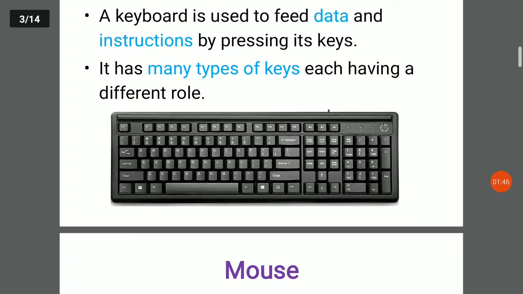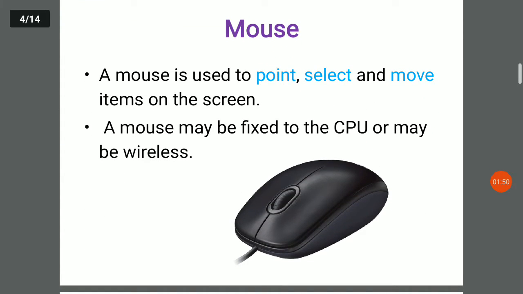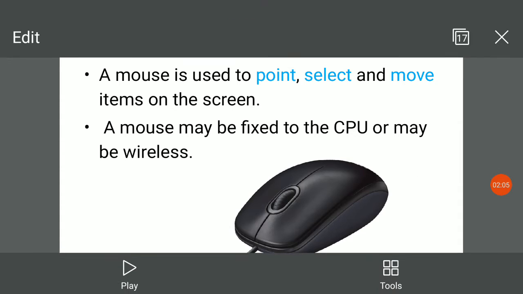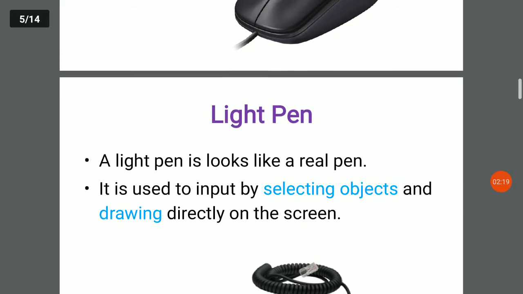Let's move to the next device, that is mouse. We all have seen mouse. A mouse is used to point, select and move items on the screen. With the help of mouse we can point any object, we can select any object, and we can move any object, any icon on the screen. Fine. A mouse may be fixed to the CPU or may be wireless. Fine. Let's move to the next device.